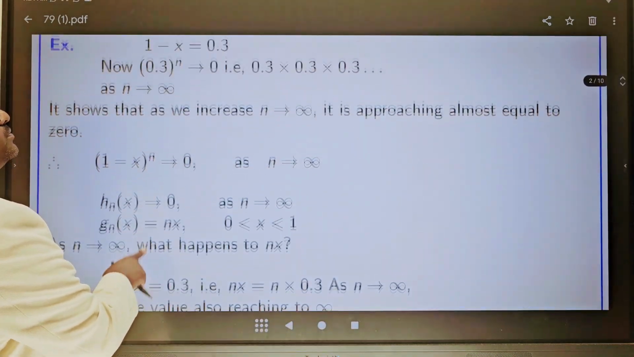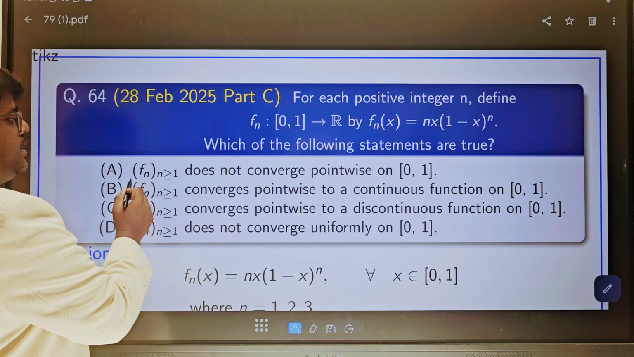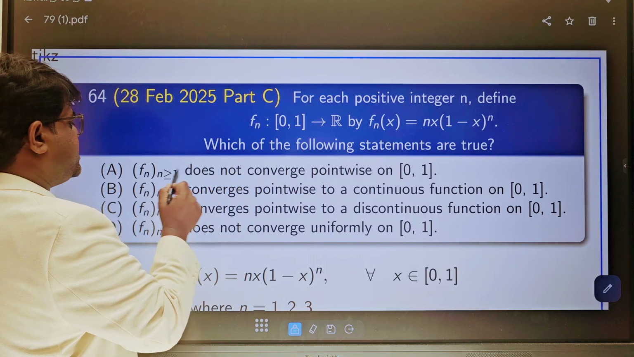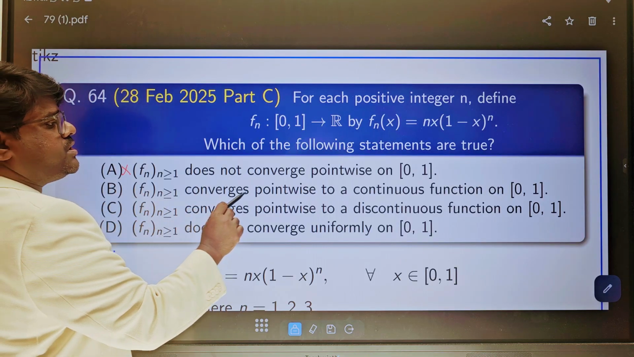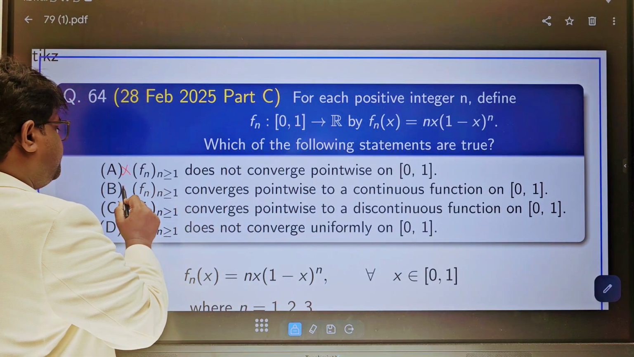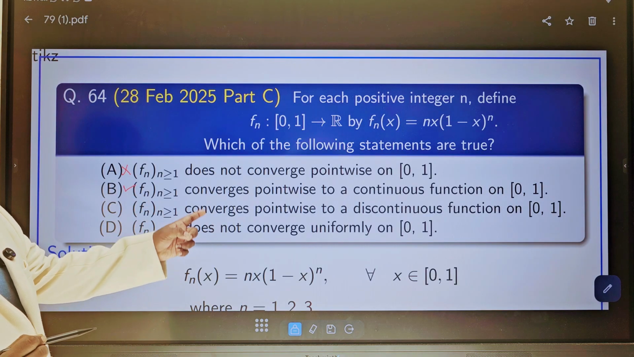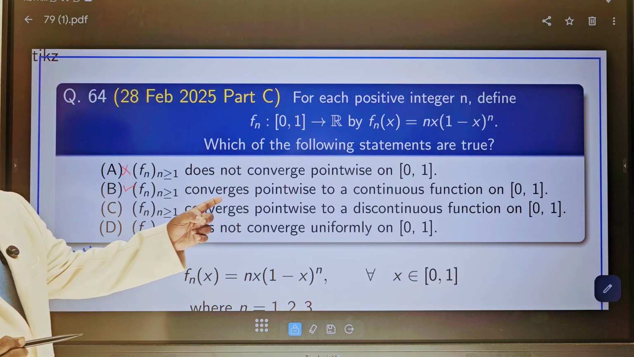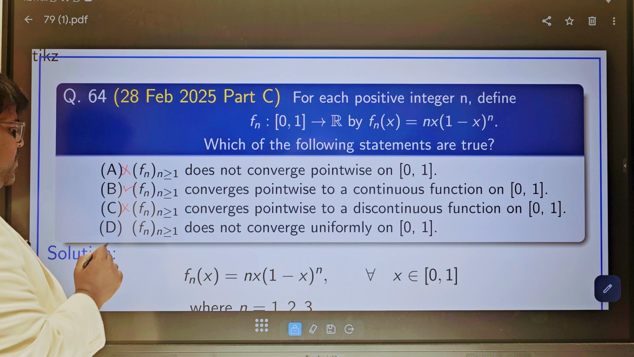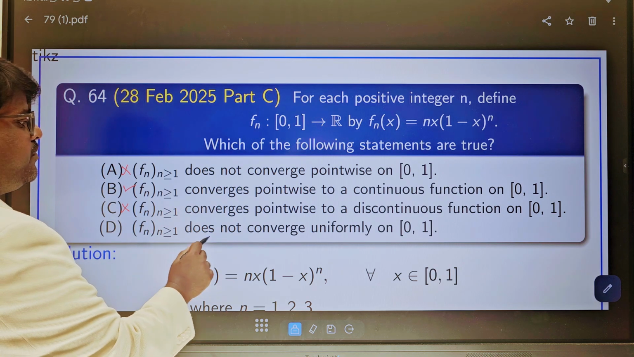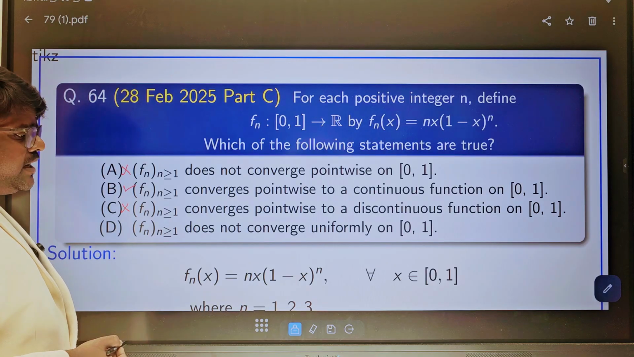What is the option? Option A, fn does not converge pointwise. This is wrong because it is converging pointwise. Option B, fn, n greater than or equal to 1, converges pointwise to a continuous function. B is the right answer. Now we check these two. Converges pointwise to a discontinuous function. No, this is also wrong. Now we have to check option D, whether it converges uniformly or does not converge uniformly.